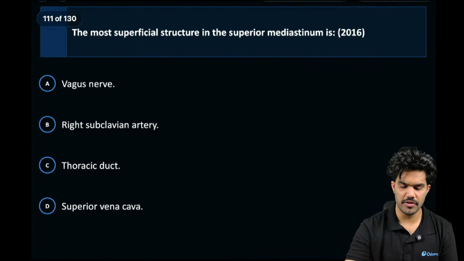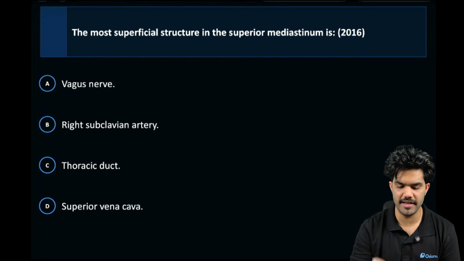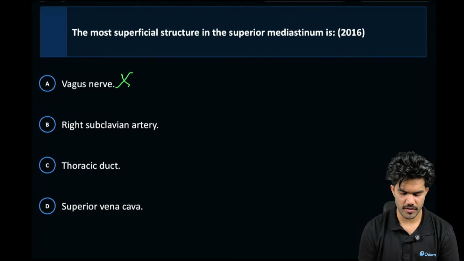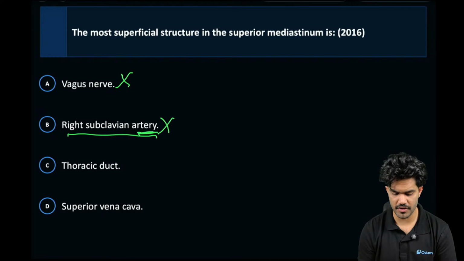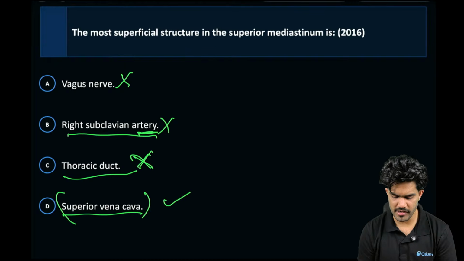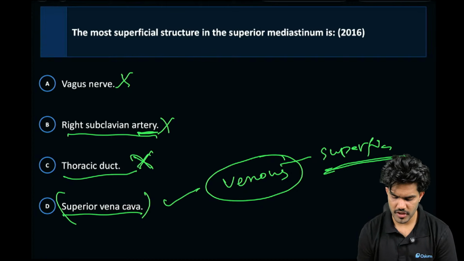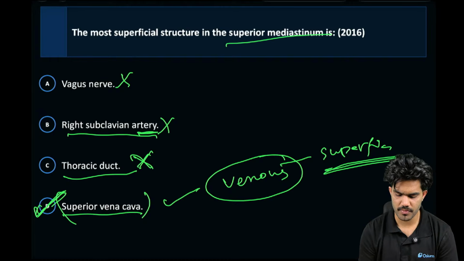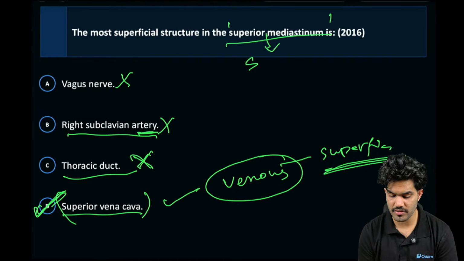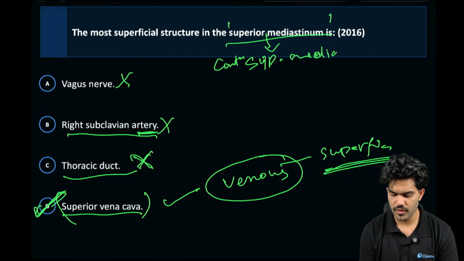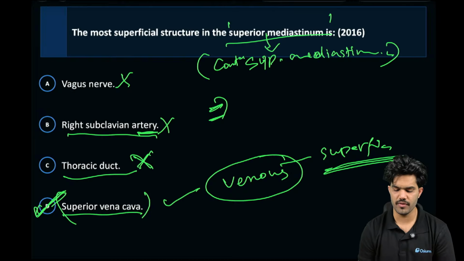Now, next question. The most superficial structure in the superior mediastinum is the vagus nerve? No. Right subclavian artery? No. Thoracic duct? No, it is a posterior structure. Superior vena cava is the only convincing option. Venous structures will mostly be superficial. So D will be the answer. You should study the contents of the superior mediastinum. If you know the contents of the superior mediastinum, you will know which is the superficial structure. Okay, it's easy.